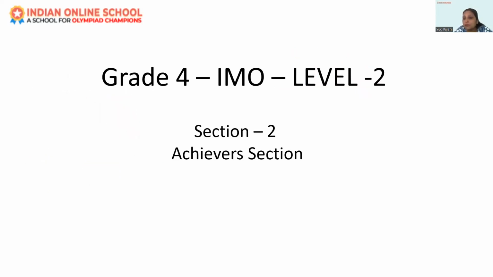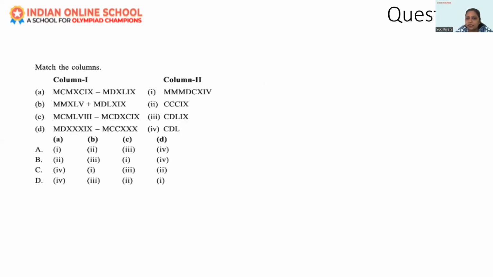Now we are done with some questions of mathematics. Now I will start the questions of the achiever section. So let's do that. Match the columns. What can you see here? This is a question of Roman numbers. Numbers and Roman numbers.